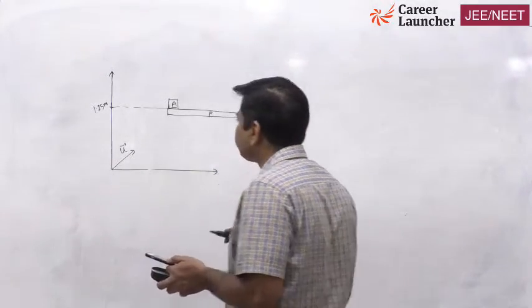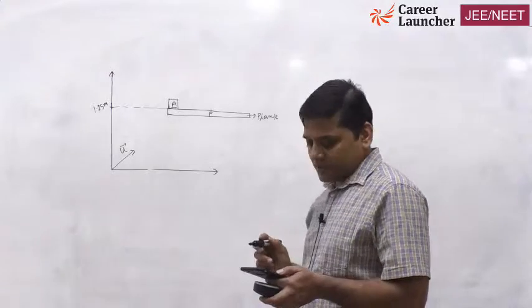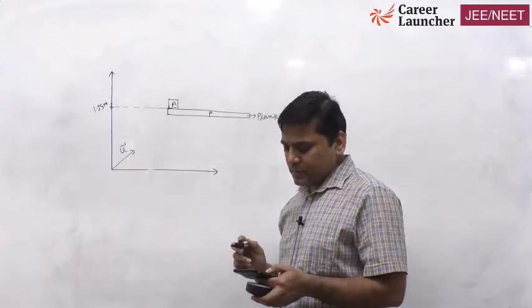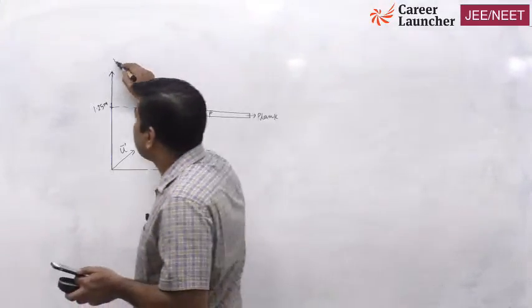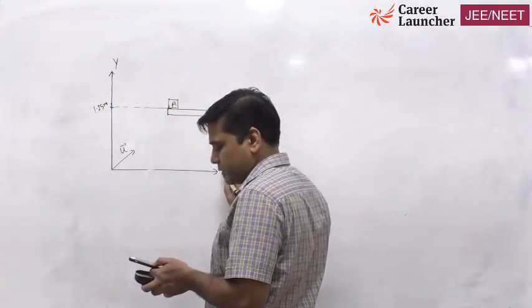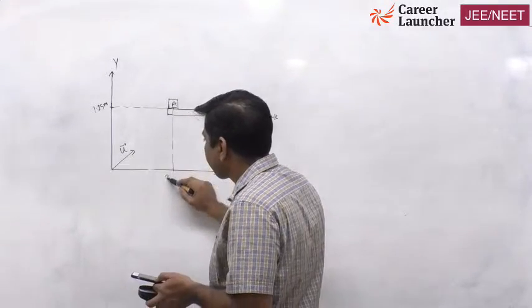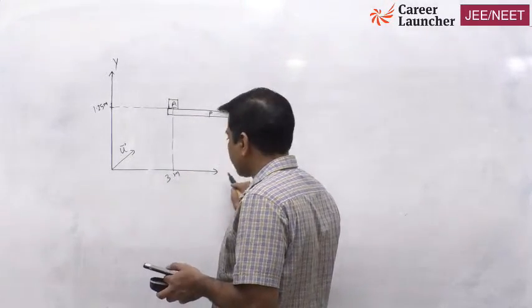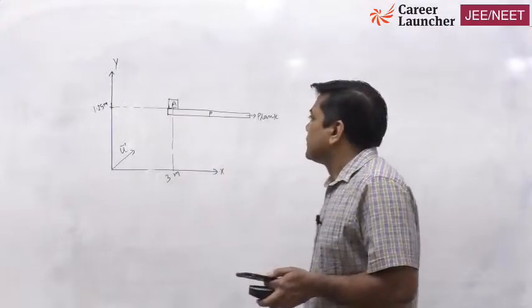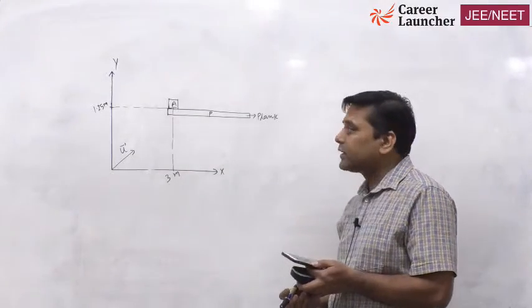This is plank P. Okay, so this is the diagram given. They have given y and x. This is given as 3 meter. This is x-axis. Okay. Let me write the question, then it will be more clear.